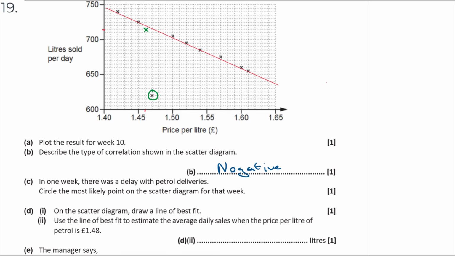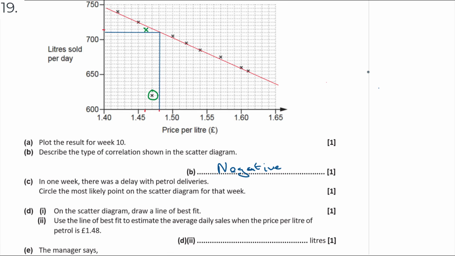Part D says on the scatter diagram, draw a line of best fit. Well, I've done it already. Use the line of best fit to estimate the average daily sales when the price per litre of petrol is £1.48. So all I'm going to do is find £1.48, which we already worked out was 3 little divisions above £1.45, because each one of those is 0.01. Read up to the graph and across. So drawing up to the line and then across.